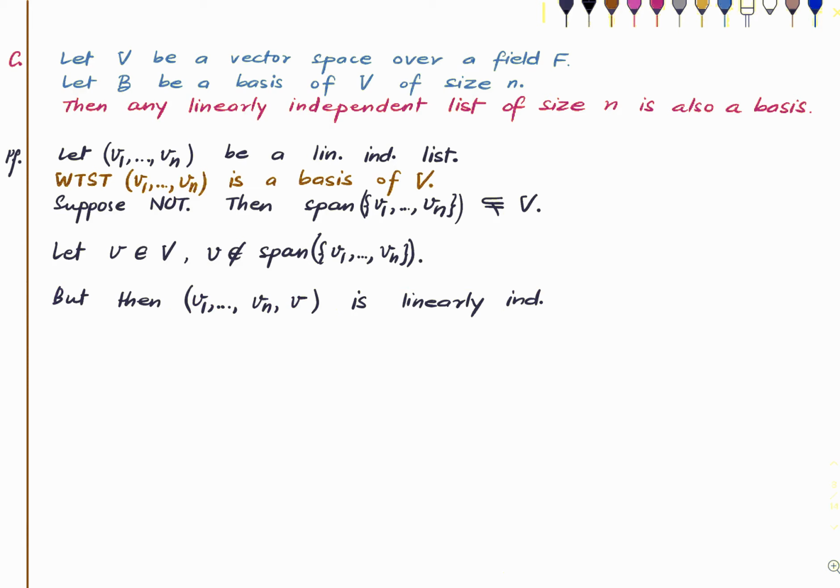And now we have a contradiction to our main lemma, because now we have a linearly independent list of size greater than the size of the basis. And therefore, our assumption that this is not a basis must be false. So any linearly independent list whose size is same as the dimension of the vector space must be a basis. Very nice fact.